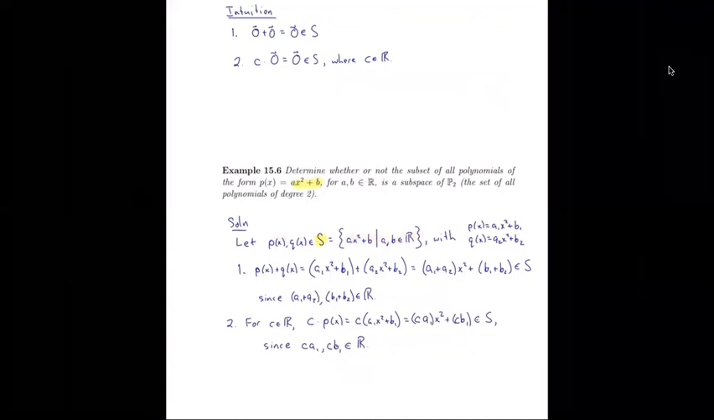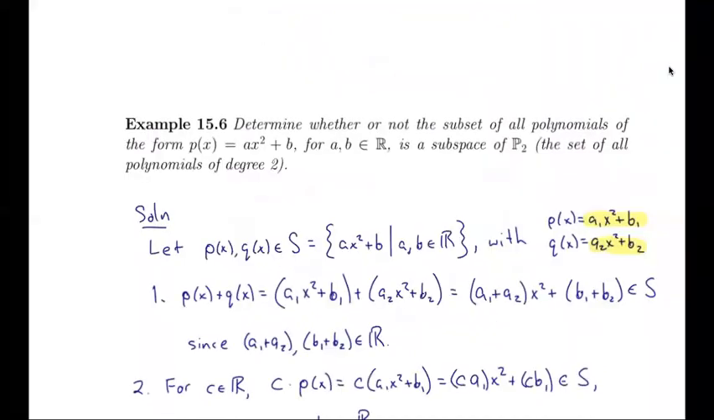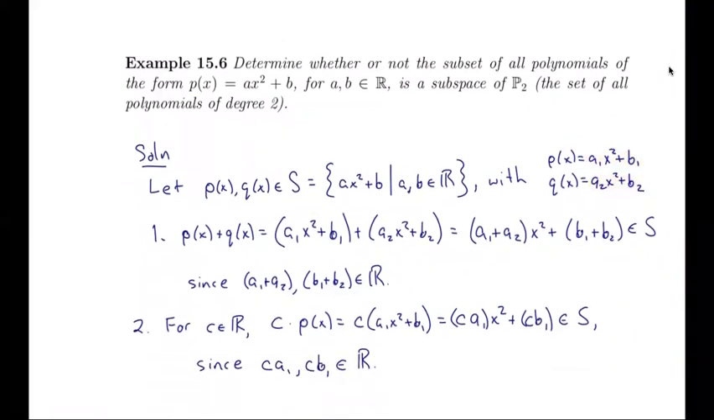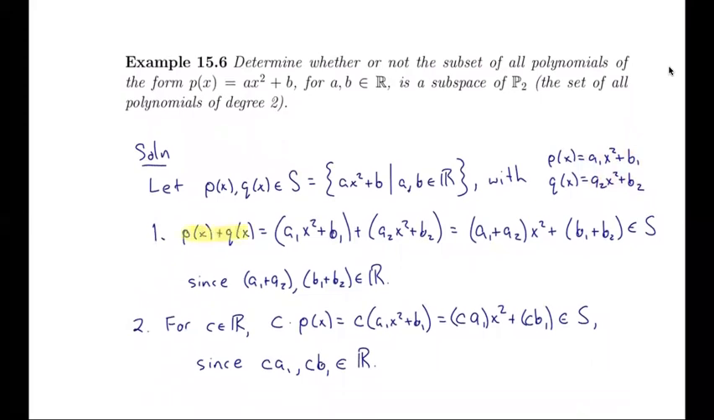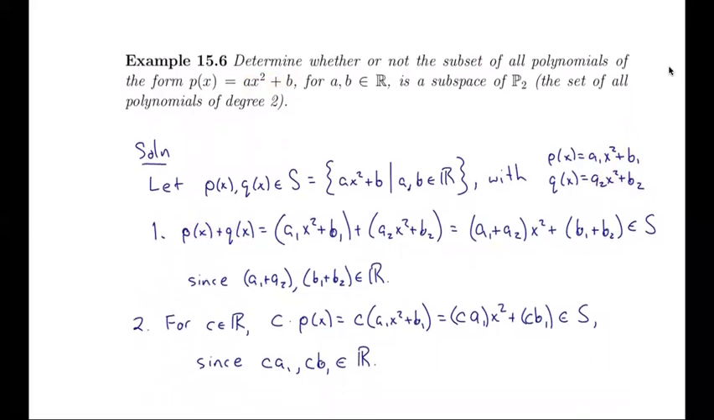We'll write down what that form is for each of them using arbitrary or their own instantiated constants, A1, B1, A2, B2 for P and Q respectively. So put that down, and now we can check our addition. If we add P and Q together, are we going to get a polynomial that's of this form and remain in this set? In other words, have closure under addition.